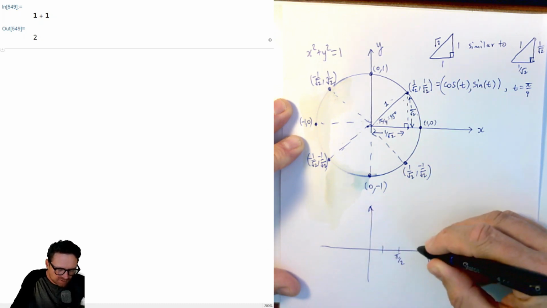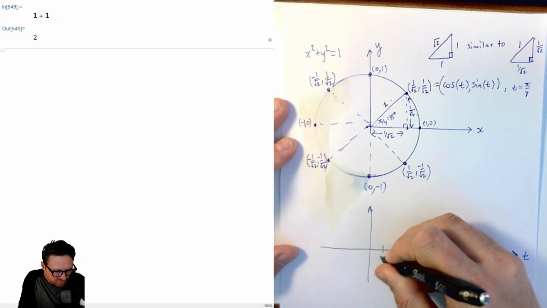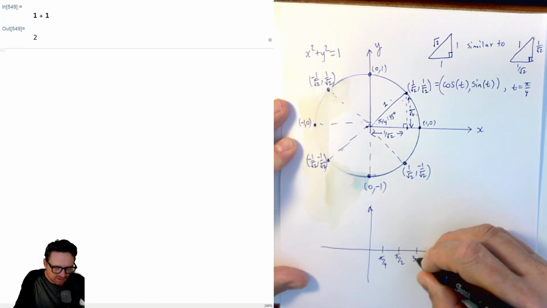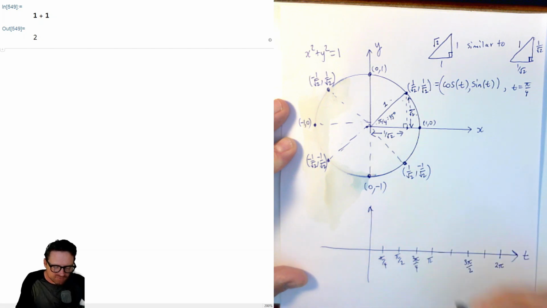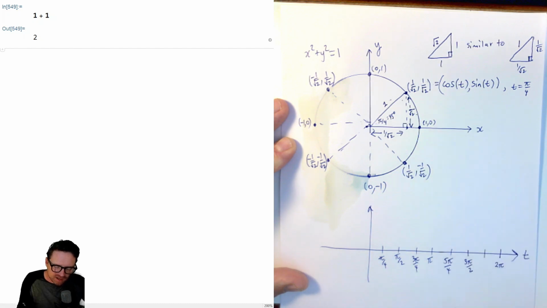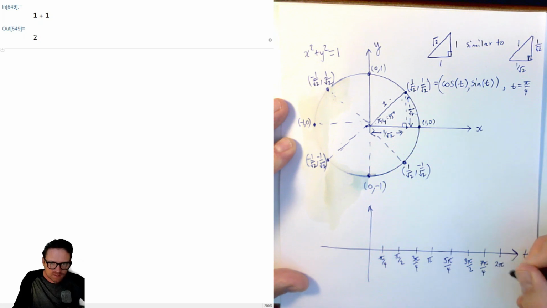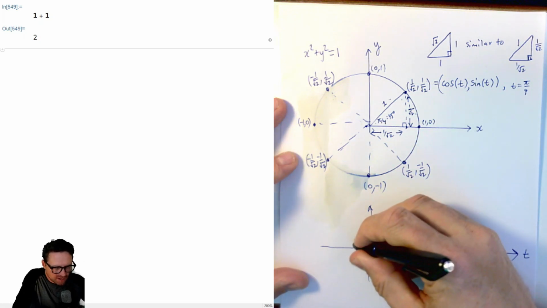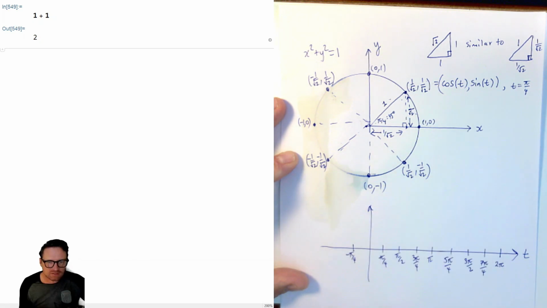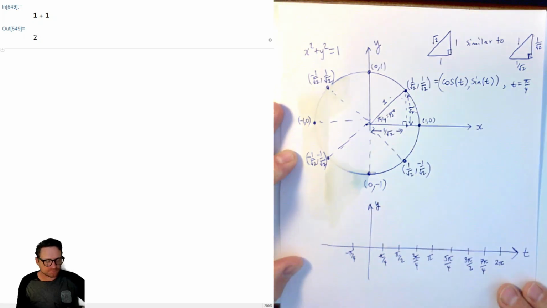And now if I chop each of these little sections in half, then I have the multiples of pi on 4. So pi on 4, 2 pi on 4, 3 pi on 4, 4 pi on 4, 5 pi on 4, 6 pi on 4, and 7 pi on 4, and 2 pi is 8 pi on 4. Okay, and I could go in the opposite direction also, so this would be minus pi on 4 radians. Now, here is my y-axis.